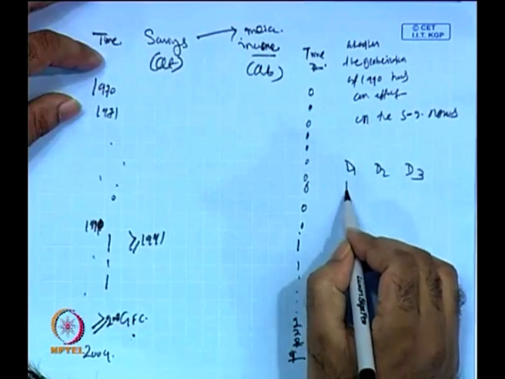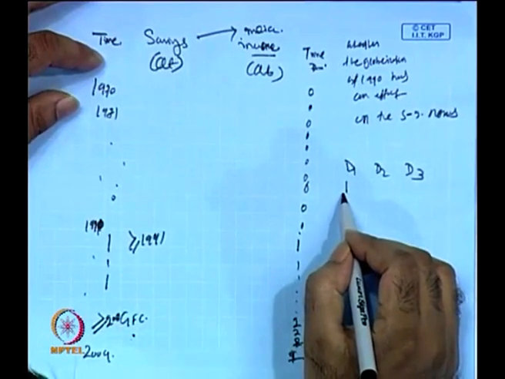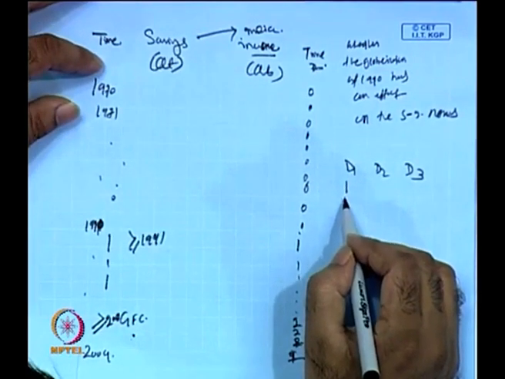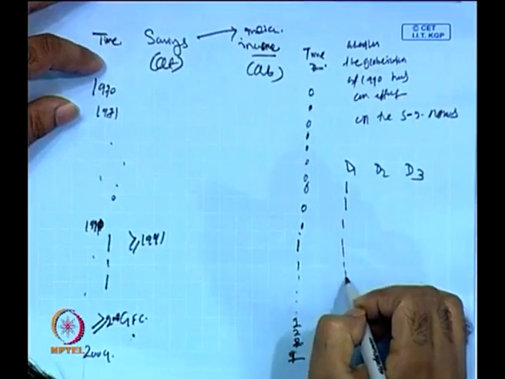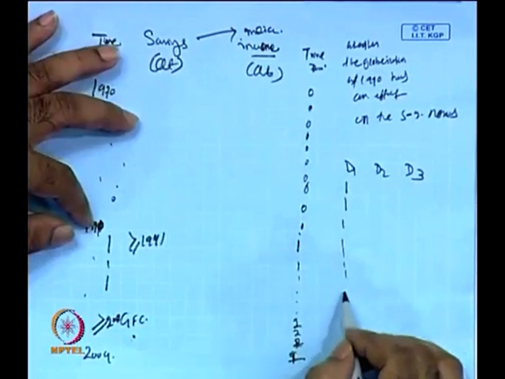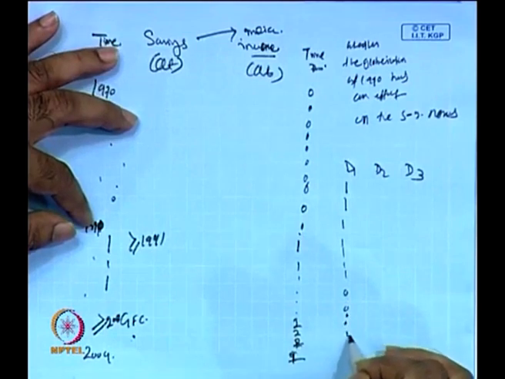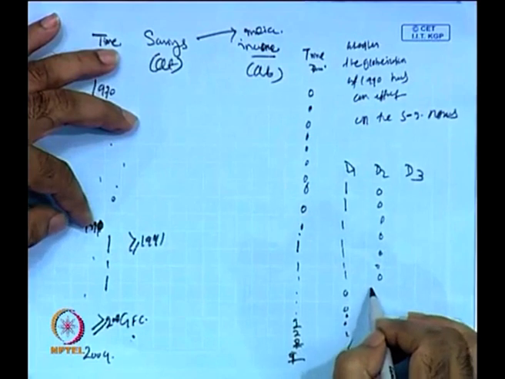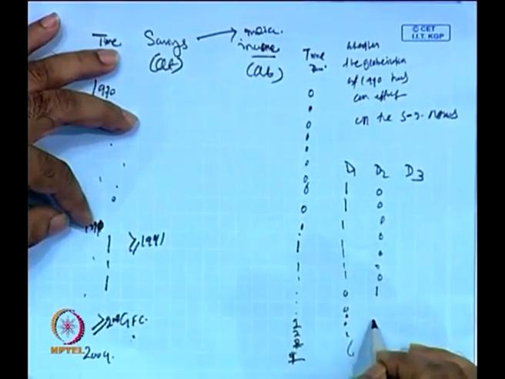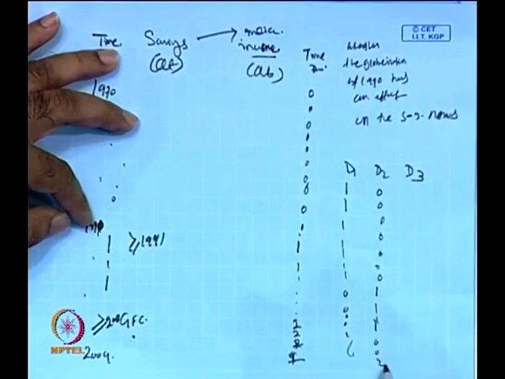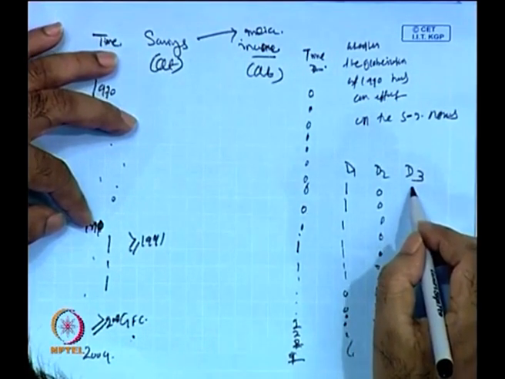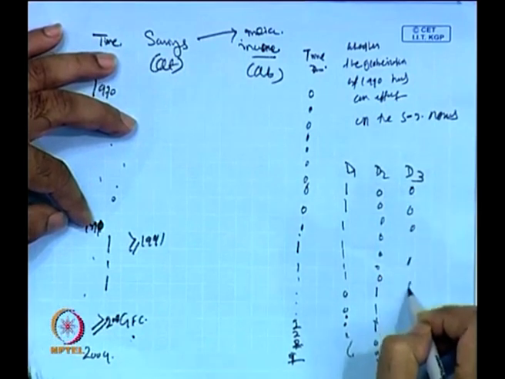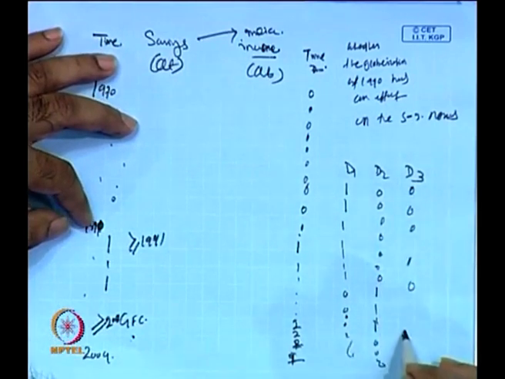In this case you will put 1111 for 1970 to 1990, then others will be 0000000. In the second case you put all 0, and only from 1991 to, you can say, 2007 you will put 111, then the rest will be 000. Then in the D3 case you will put 0000 in all cases, and after 2008 you will put 1111.